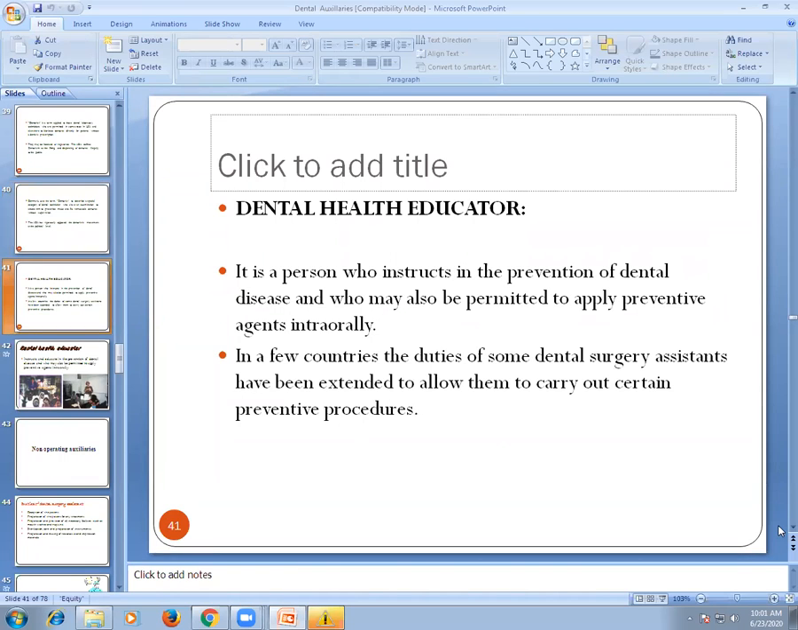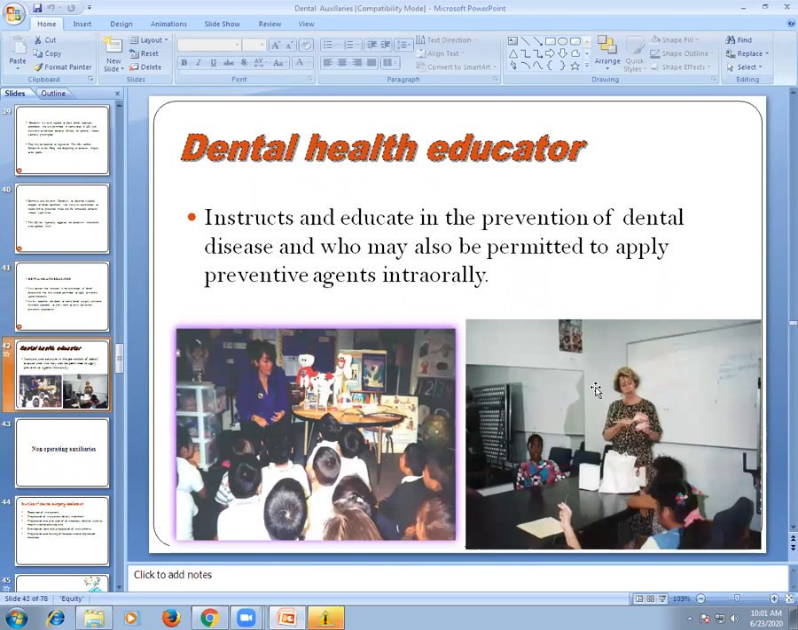Next, coming to the dental health educator. This is a person who instructs in the prevention of dental disease and who may also be permitted to apply preventive agents intraorally. In a few countries, the duties of some dental surgery assistants have been expanded to allow them to carry out certain preventive procedures. See, the dental health educator educates people regarding health. These are the ones who instruct and educate.